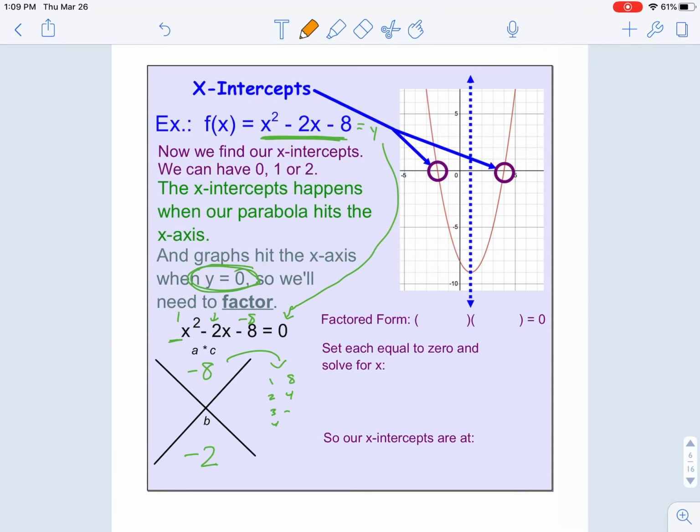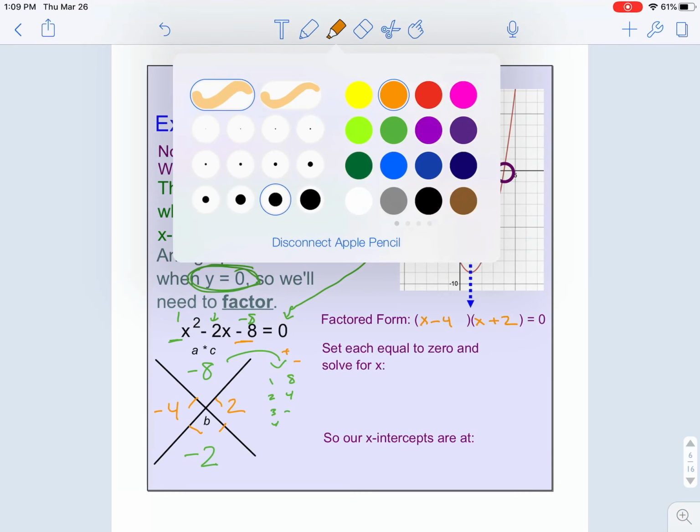Okay, so how can I get these to be negative 2? Well, I know I have a negative out here, so one's positive, one's negative, and that must be negative 4 and positive 2. Double check it. These two multiplied by each other, negative 8. These two added to each other, you get negative 2. Perfect. So, factored form of this equation then, x minus 4, x plus 2.